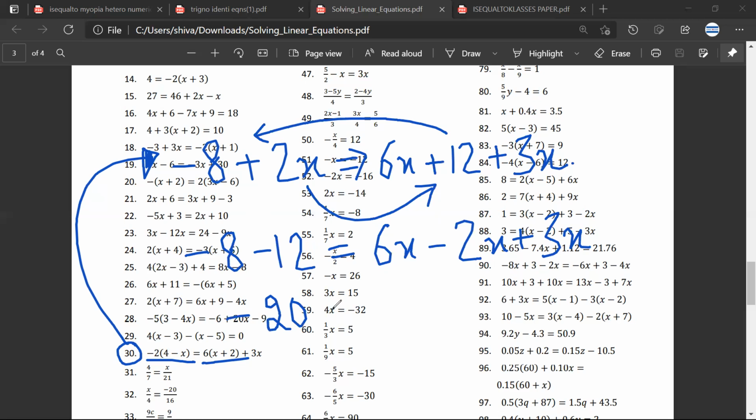So it will become 20, minus 20 equals 11x. Why 11, sir? Oh, I thought it's plus. I'm sorry. So it will become minus x. 6x minus 2x is 4x. 4x plus 3x is 7x.